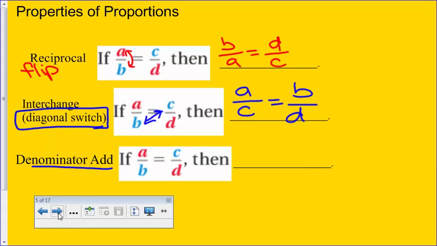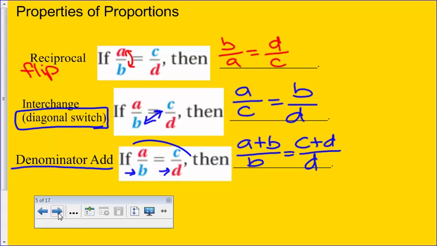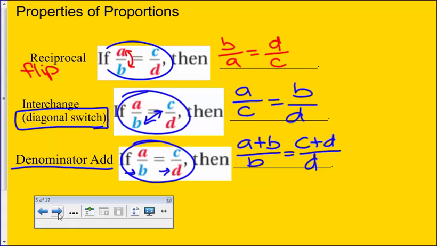Lastly is denominator add. The denominator is the bottom part of your fraction, and what you're going to do is add the denominator to the numerator. So A plus B over B should equal C plus D over D. If you do all these to the original proportion, if you flip it or switch it or add to the top, you're still going to get the same answer, like if you were doing 6 over 12 equals X over 9.